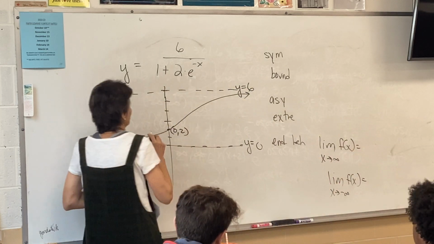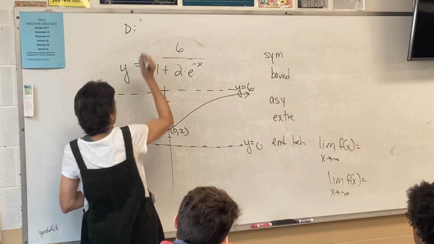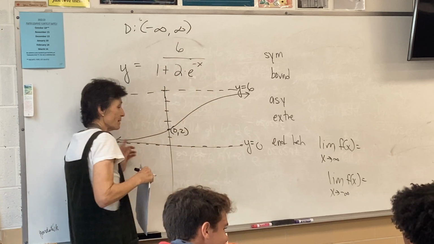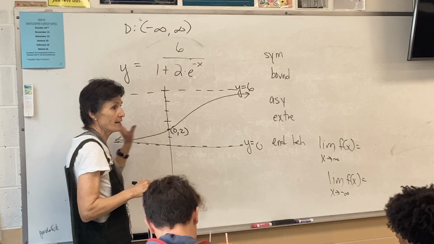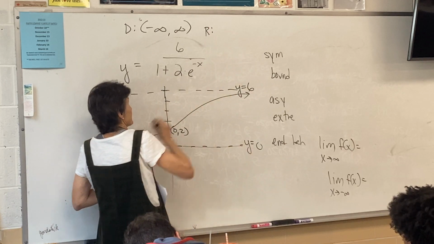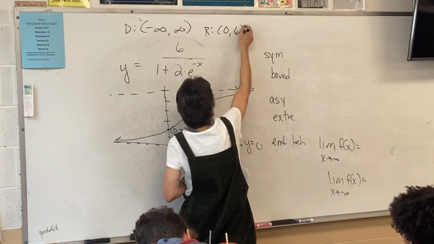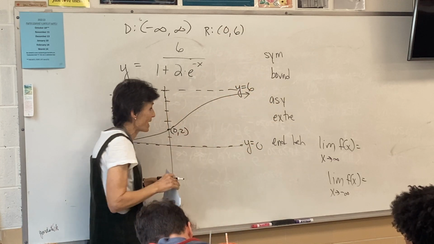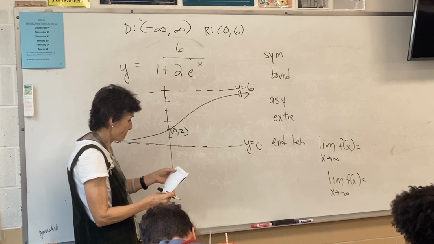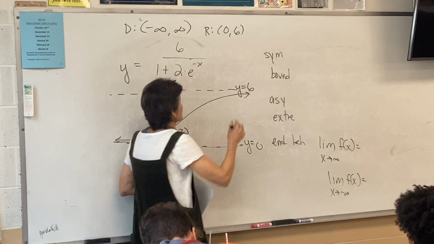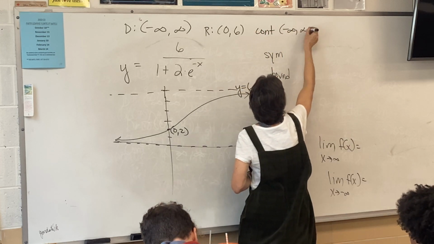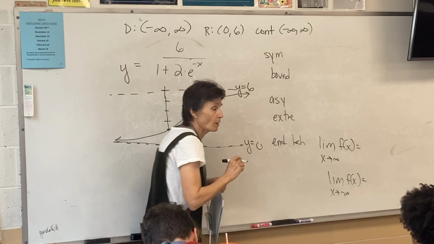What's our domain? Negative infinity to infinity. Exactly. Would everybody agree with that? We're going side to side here. What's my range? 0 to 6, and there are no brackets because 0 and 6 are the asymptotes. Am I continuous? Yes, on the whole thing. The entire time, there's no breaks in it.